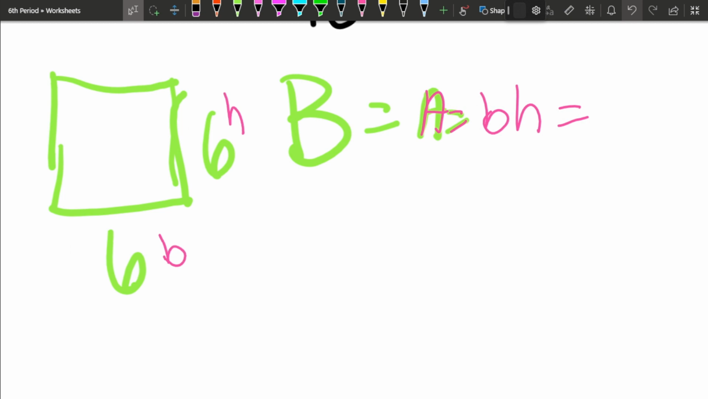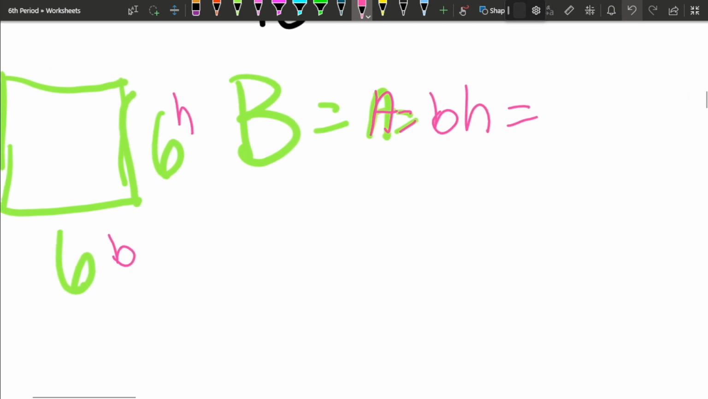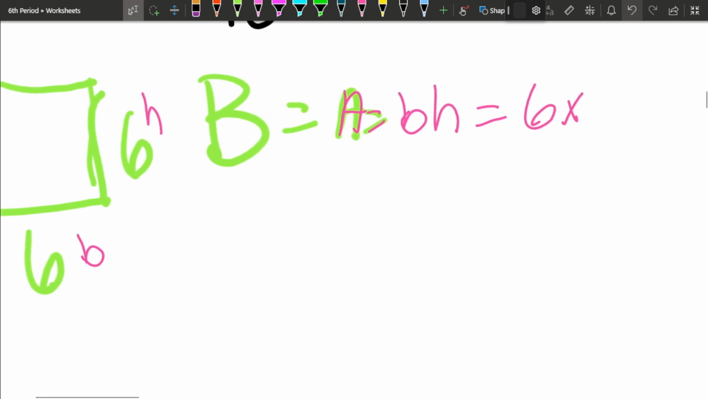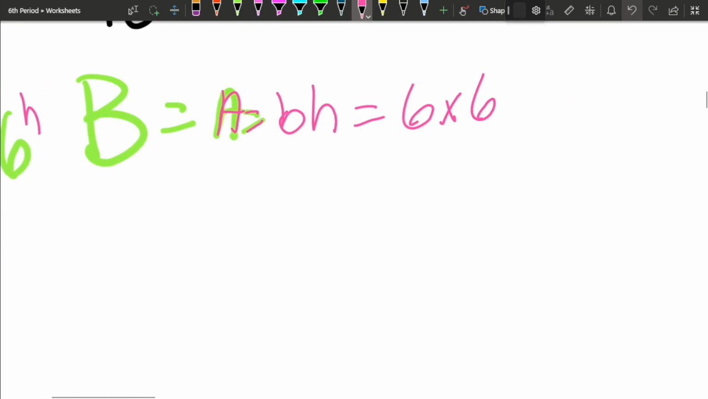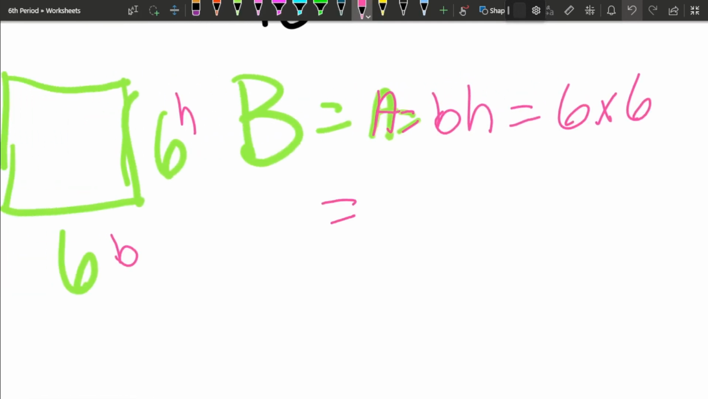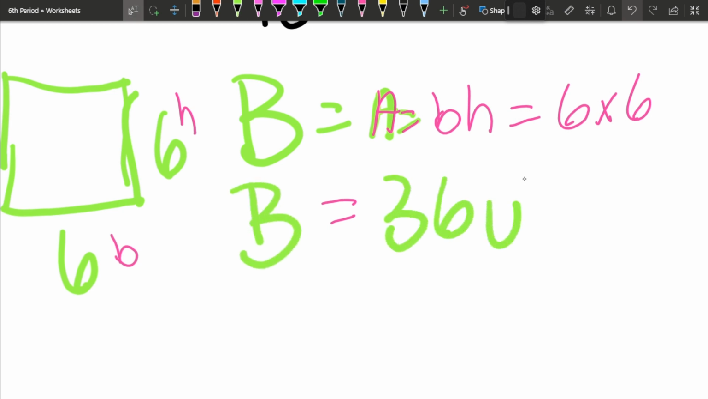This is a different H than the H from the volume. So this is just going to be 6 times 6, which equals 36. So my uppercase B is 36 units squared. They're squared because they're area.